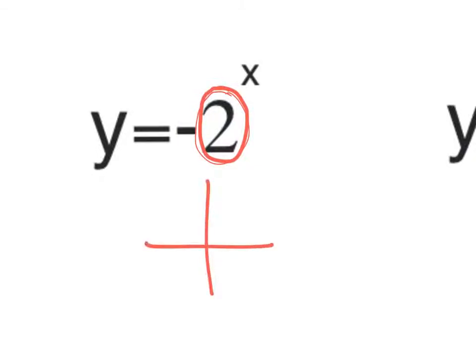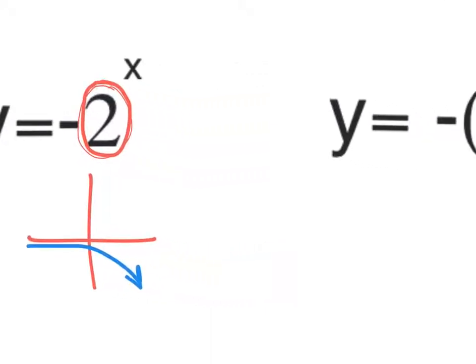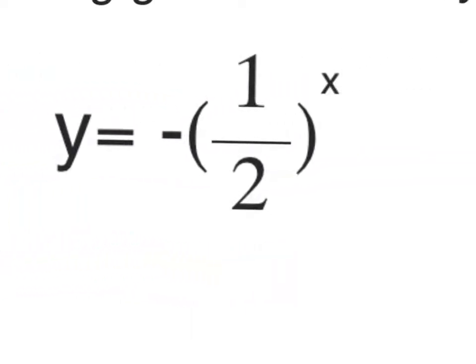What does that look like? It looks like this. From left to right, it's going to grow, but in a negative direction. I'm not asking you to graph it. I'm just asking you to tell me if it's a growth or a decay function. How about this guy? Is that a growth or a decay?